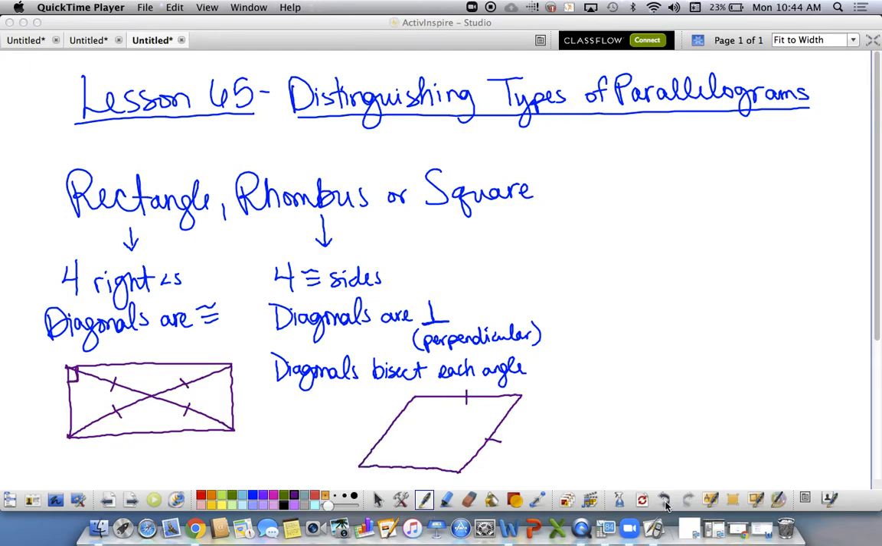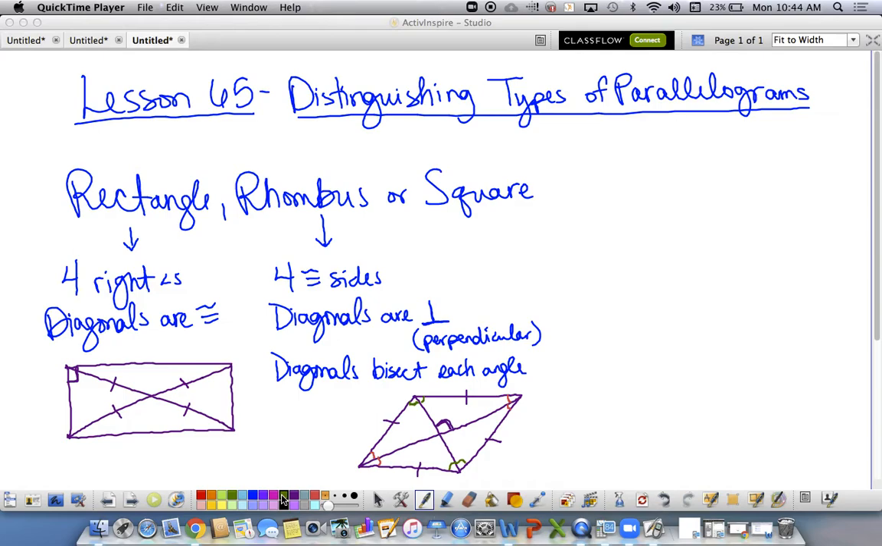For a rhombus, all 4 sides are congruent. If I draw the diagonals, they are perpendicular. And the angles bisect. I'm going to use a little different color. So this angle and this angle are congruent to this angle and this angle. And this angle and this angle are congruent to each other and to each of these angles down here. Those are properties we already know about rectangles, rhombuses, and squares.